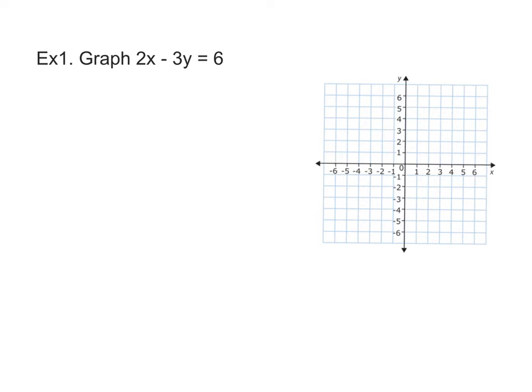Let's look at this first example. This would be fairly difficult to do using a table of values, and that's because this equation is in standard form. We'd first have to get y by itself. So in order to avoid that, let's go ahead and use the intercepts. I'm going to set up two separate workspaces, a space for the x-intercept and a space for the y-intercept.